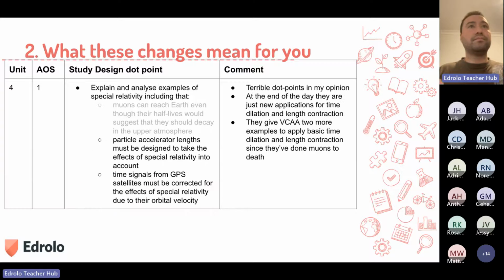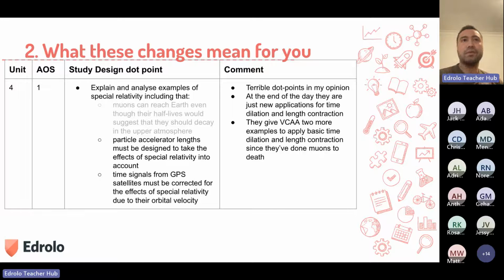That brings me to one of the dot points that probably would cause most teachers the biggest consternation. A, because it is special relativity, and B, because these dot points, in my opinion, don't make sense. I don't think they're very good dot points, and I don't think VCAA can really ask too much about them. So muons reaching Earth has been in the previous study design and the one before, if I remember correctly. So that's not new.